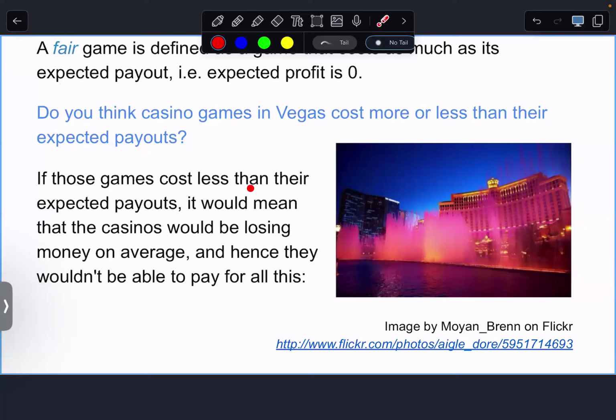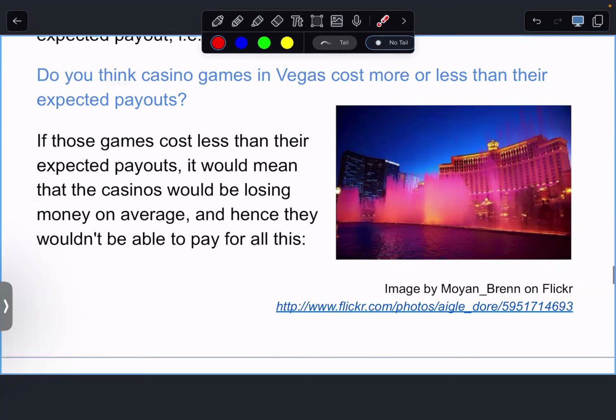So if the games cost less than their expected payouts, then of course the casino would be losing money overall, because the house always wins, right? Because the casino, the house in that scenario, in that saying, plays an infinite number of times. You only go in and you play the odd time, right? And so, yeah, you have highs and lows and whatever, but the house, in theory, plays those infinite number of times, right? And so that's why their expected payout is the overall expectation. Okay.